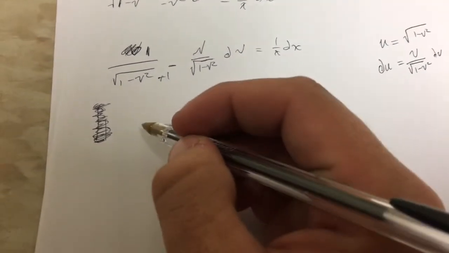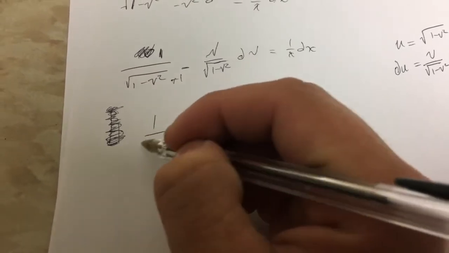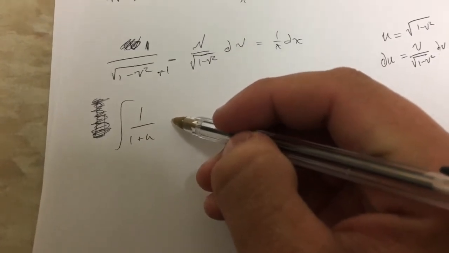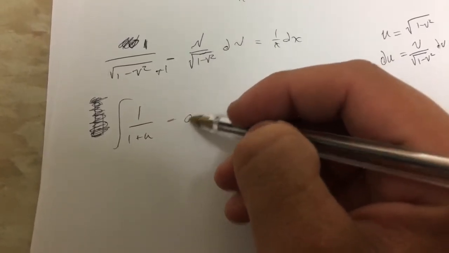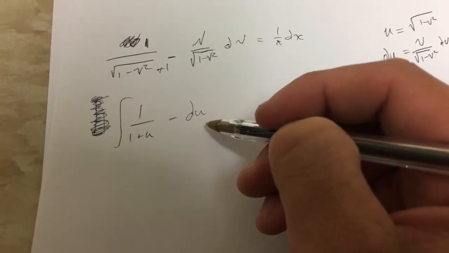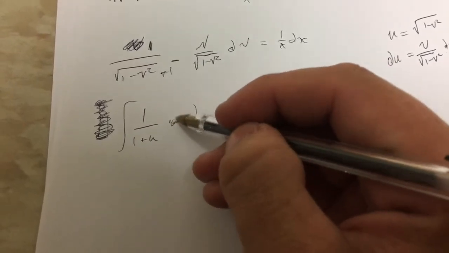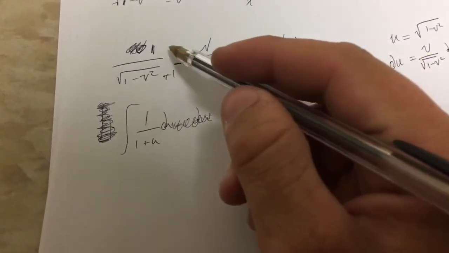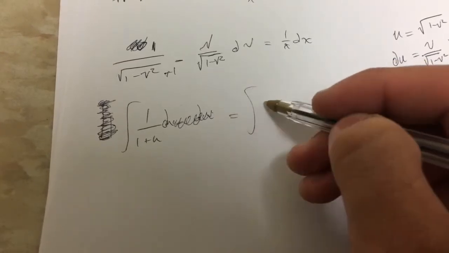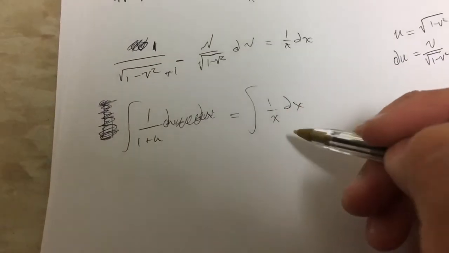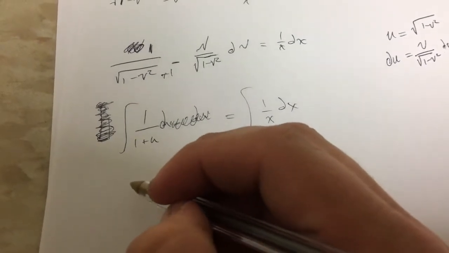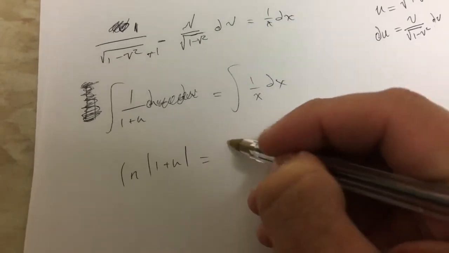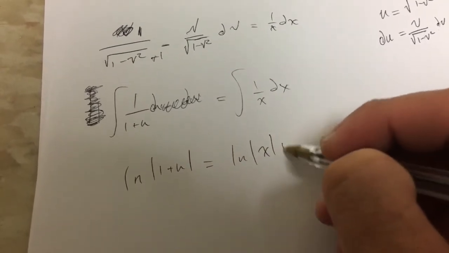So we take the integral of 1 over 1 plus u minus du equals 1 over x dx, and you end up with the natural log of 1 plus u equals the natural log of x plus c.